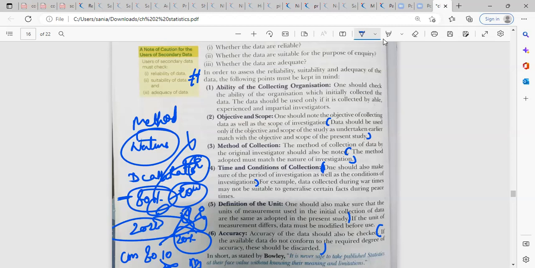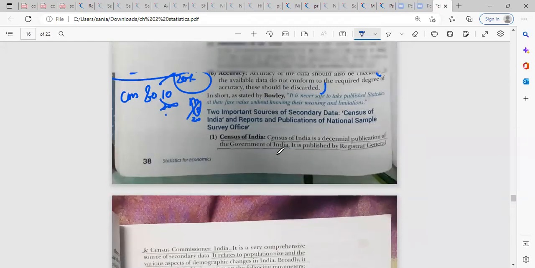Done? Yes, ma'am. Okay, so this is your homework. It should not be that you have taken a screenshot and you have not written in the notebook. You have to write it because this is one of the important topics. Now, coming to the next thing.